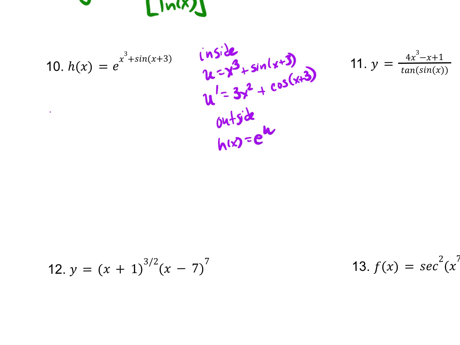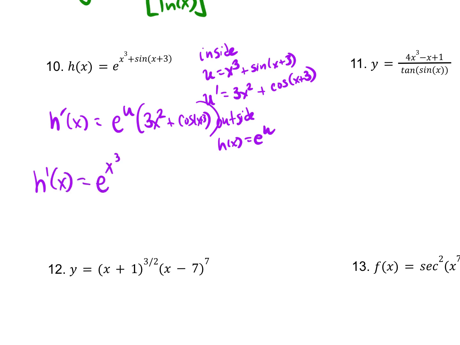Now we know the derivative of e to the u is simply e to the u. So you could write it as e to the u, that's fine, times the derivative of the inside, which is 3x squared plus cosine of x plus 3. But then just remember, we have to make sure we put the u back in, so our final derivative is going to be e to the x cubed plus sine of x plus 3. You do have to plug that back in. That would be something that you'd have to make sure you do. Times 3x squared plus cosine of x plus 3.